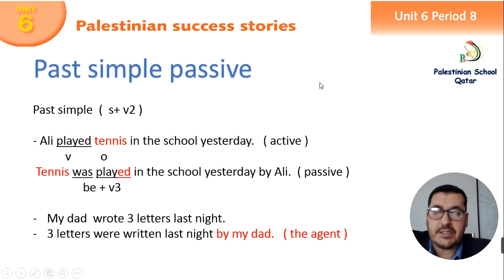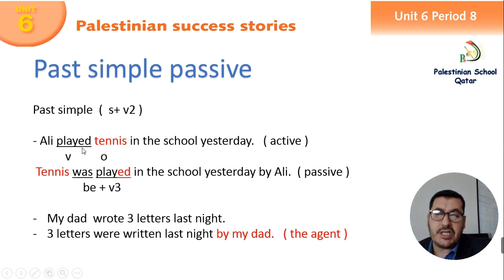We have today past simple passive. The rule of the past simple is subject plus verb 2 plus object. Now we have this sentence: Ali played tennis in the school every day. This sentence is active. What's the meaning of active? It means we know who did the action, Ali. So we start with Ali. Ali played tennis in the school yesterday. This sentence is past. How do you know it's past? Because we have yesterday. So we put the verb in the past.